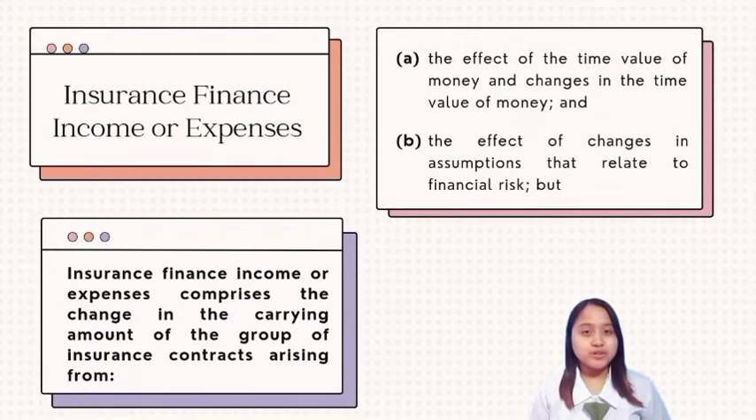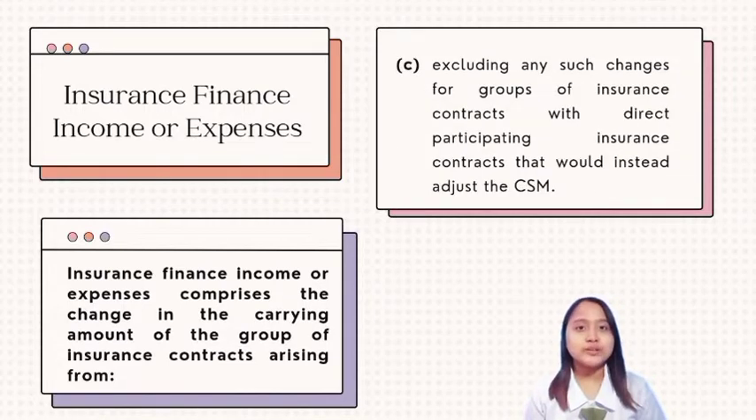Insurance finance income or expenses comprises the change in the carrying amount of the group of insurance contracts arising from the effect of the time value of money and the changes in the time value of money, and the effect of changes in assumptions that relate to financial risk, but excluding any such changes for groups of insurance contracts with direct participating insurance contracts that would instead adjust the CSM.